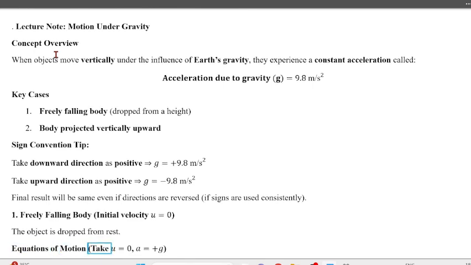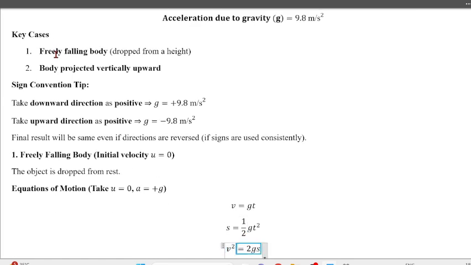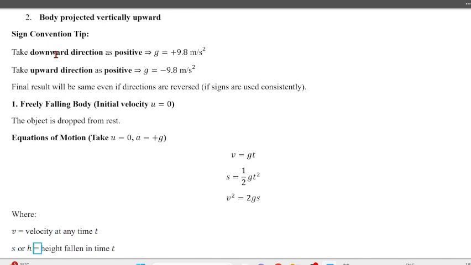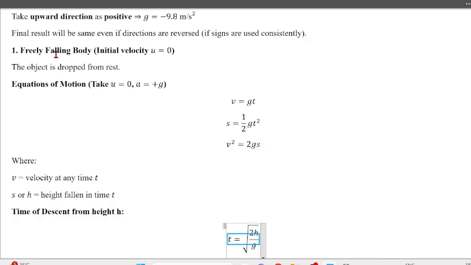Equations of motion: u equals 0, a equals plus g. v equals gt, s equals 1/2 gt², v² equals 2gs. Where v is the velocity at any time t, and s or h is the height fallen in time t. Time of descent from height h equals the square root of 2h over g.